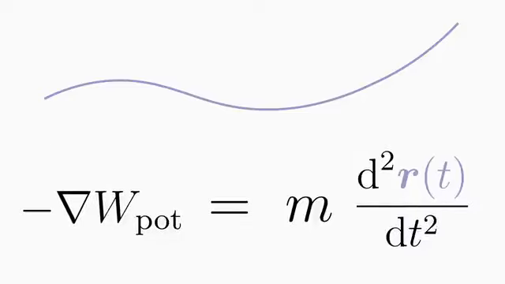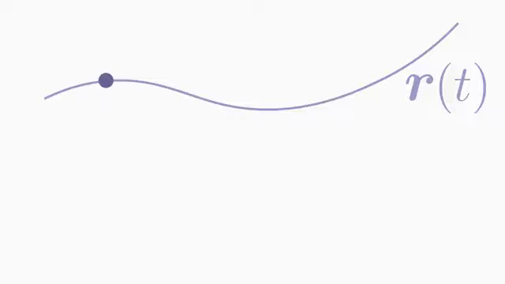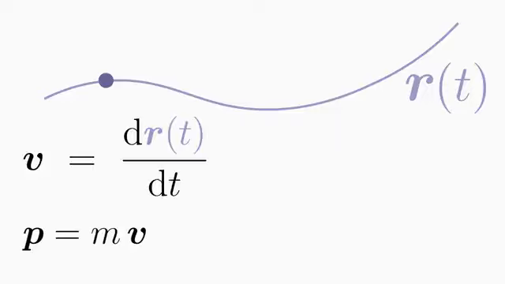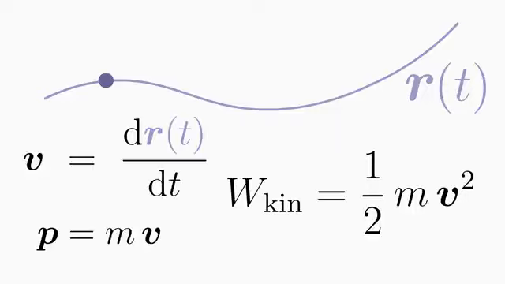For example, if you describe the motion of a particle, then an initial condition could be the position and velocity of the particle at time 0. Once you have determined the trajectory r of t by solving the differential equation, you can then use it to find out all other relevant quantities such as the particle's velocity, its momentum, or its kinetic energy.